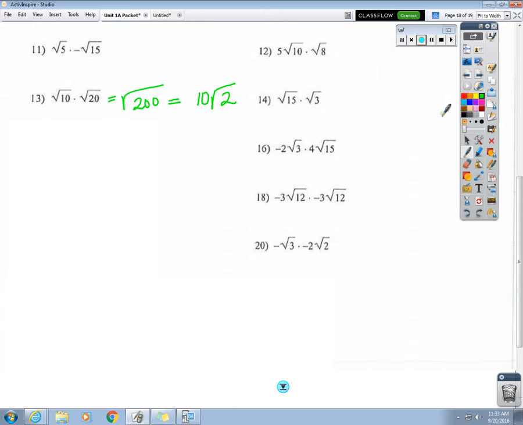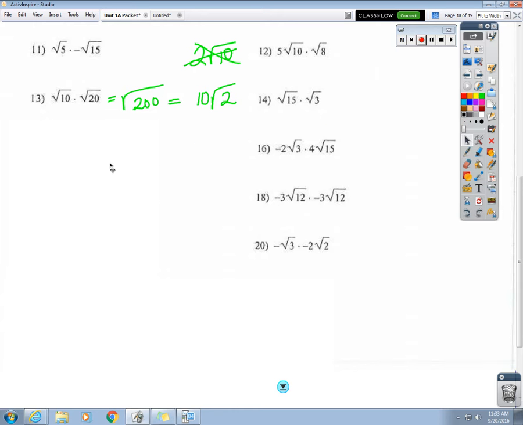Oh, no. Because look, Marty, think about it like this. If you were to put the 2 on the outside and then you did your check method, 2 times itself is 4. 4 times 10 is 40. We're trying to get to 200. This one works. 10 times itself is 100. 100 times 2 is 200.